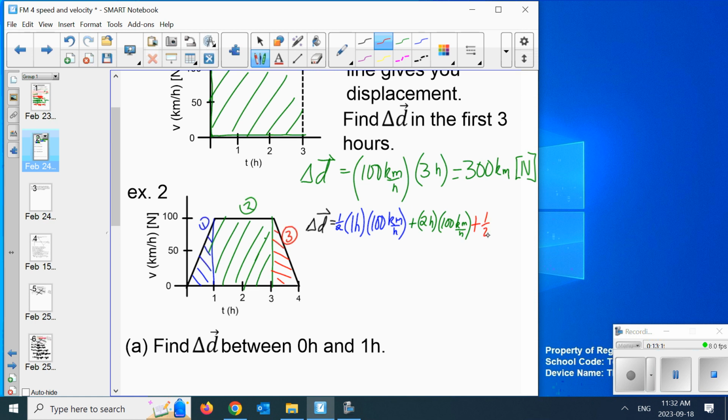So one half base, from 3 to 4 is 1 hour. Height 100. I think the arithmetic is pretty easy on this. You've got calculators if it isn't, but it's 50 in the blue plus 200 plus 50 again. Right? Am I missing something? No.